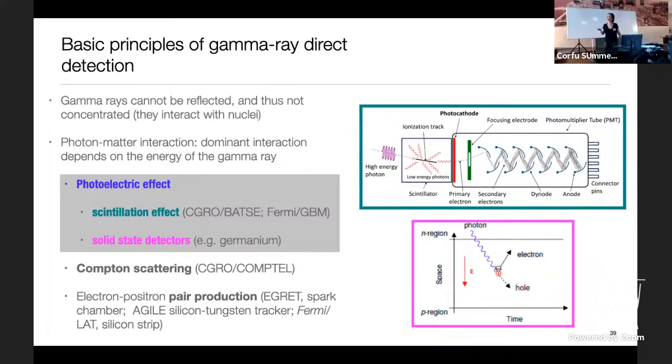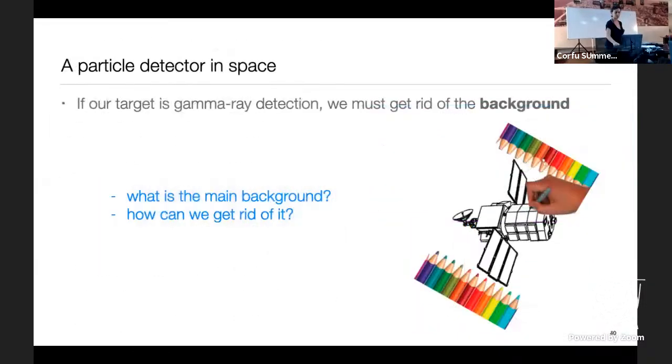Instead, you can detect a low-energy photon using the photoelectric effect in a solid-state material, converting it into an electron-hole pair that is registered by the instrument.